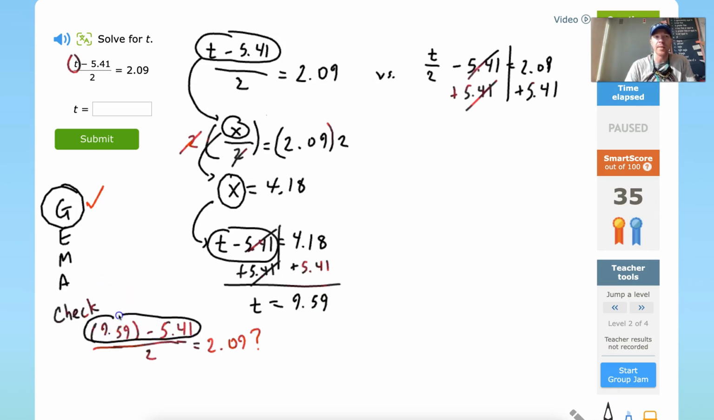I need to do 9.59 minus 5.41, and that's going to be 4.18. We're still going to divide by 2, and I'm running out of space here, but it works out. 4.18 divided by 2 equals 2.09. So yeah, we're canceling division first here, which seems a little backwards. It seems like we usually cancel addition subtraction first, but that's because the subtraction is part of a group.